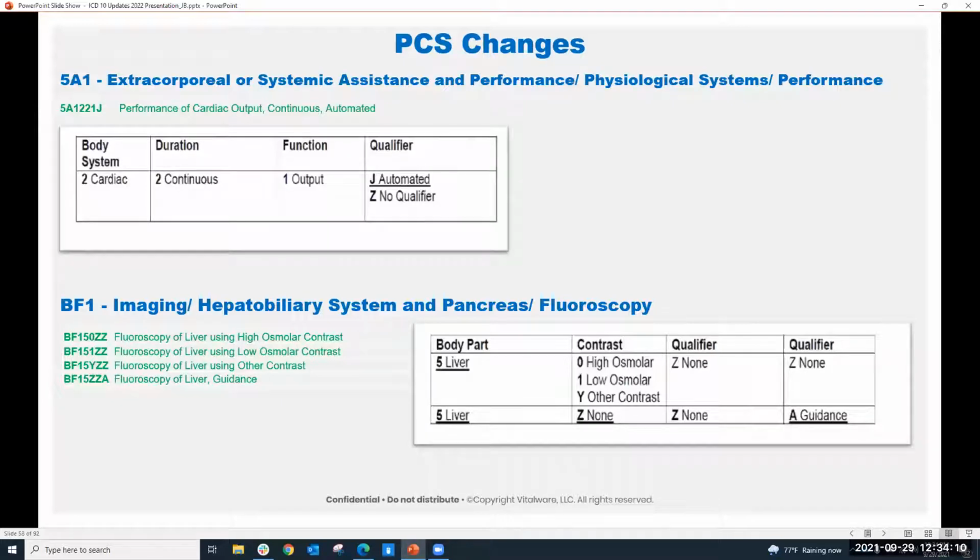Table BF1 is next, and this is fluoroscopy of hepatobiliary system and pancreas. And these new procedure codes will allow for the reporting of fluoroscopic guidance used with procedures such as the drainage of a liver abscess.